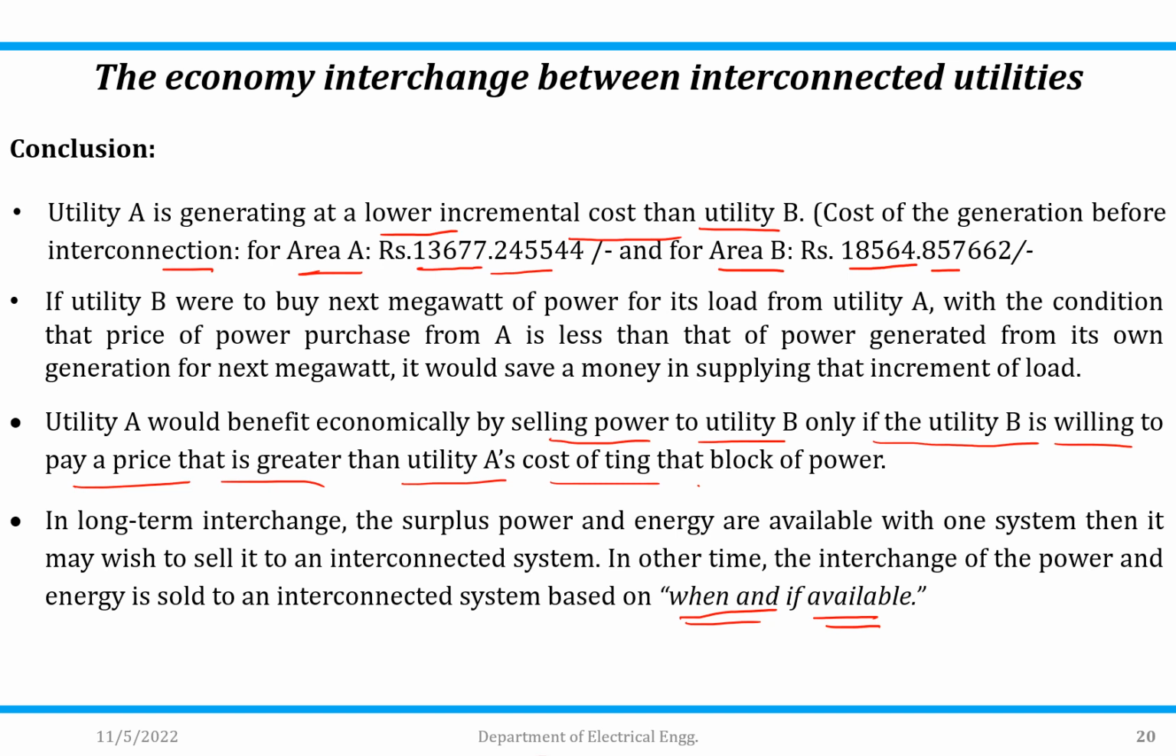So this is the proof. Whatever advantage that we have gone through earlier in the previous video is proven here. If excess power is there, then only it will be transferred from one utility to the other utility, and the utility which is going to sell the power to the other utility will get some kind of benefit. For an individual utility, if it runs and if the interconnection is there, then there has to be some kind of difference between the cost of generation.